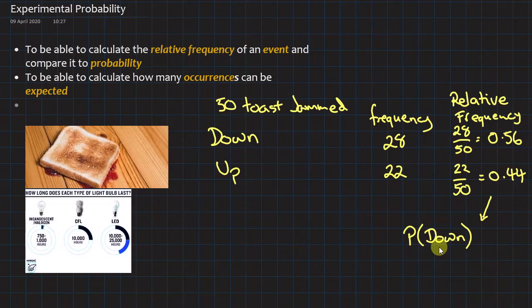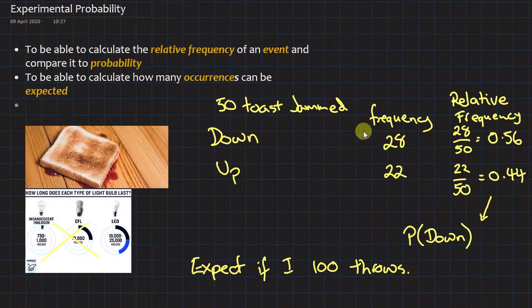We use those probabilities to be able to make predictions. So the probability of it being down is 0.56. If I set the probability of it down as 0.56, what would you expect if I did 100 of those? Well, in this case, it's the 28 out of 50, and we're going to try and change that into something out of 100.